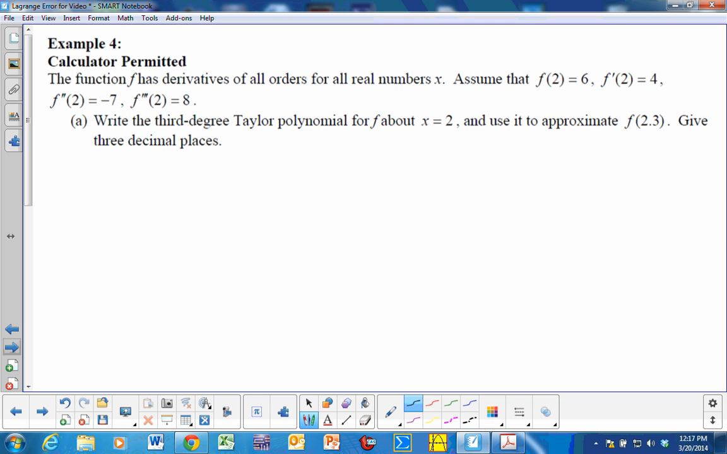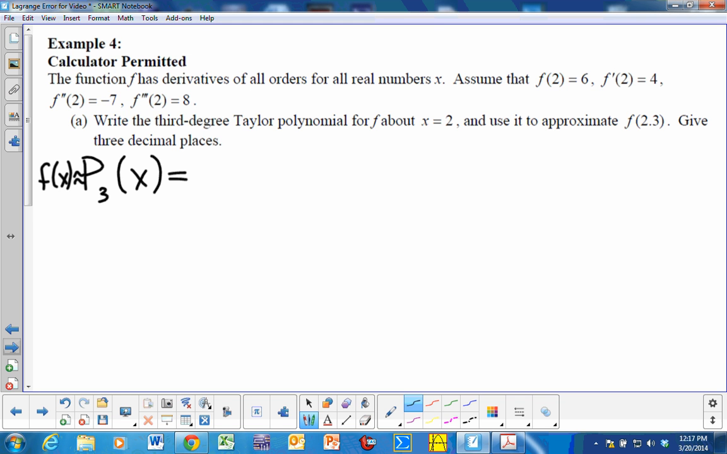You've got to actually understand what's going on. So the first thing it says to do is write the third degree Taylor polynomial for this function. We know the actual function is approximately this third degree polynomial. Well, how do we write a Taylor polynomial?